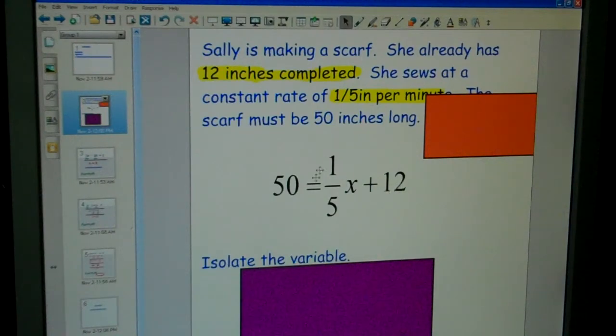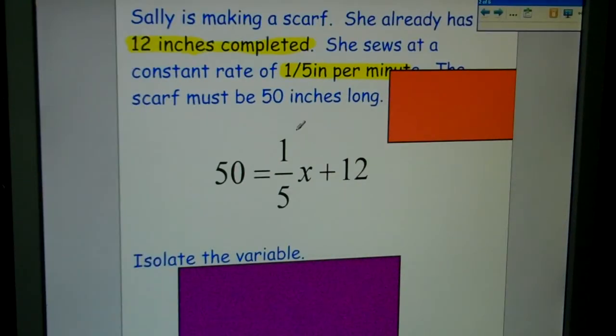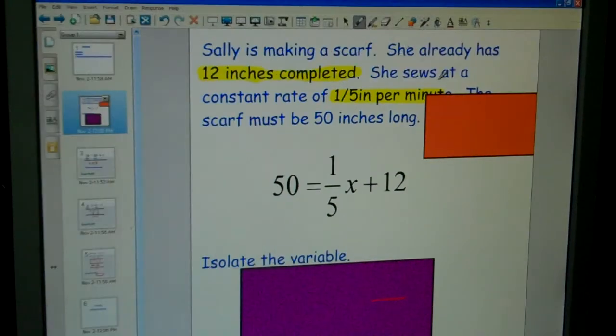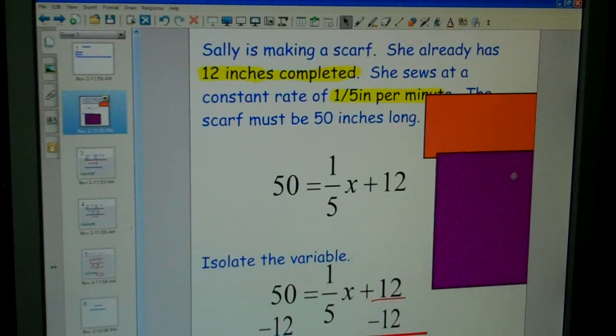We have a constant, we have a coefficient, we have a total. This is just our regular basic equation. Okay, it only has a variable on one side. Then you want to isolate the variable. Okay, that's our normal solve it.